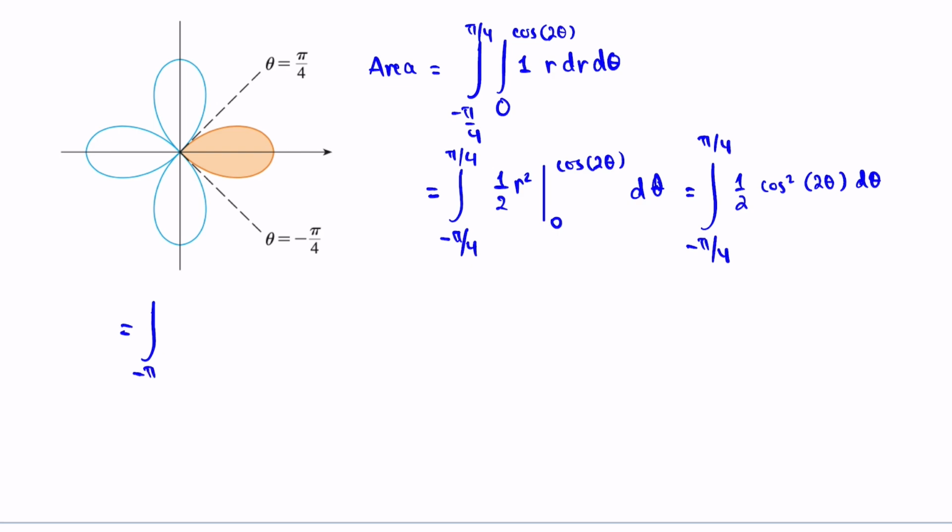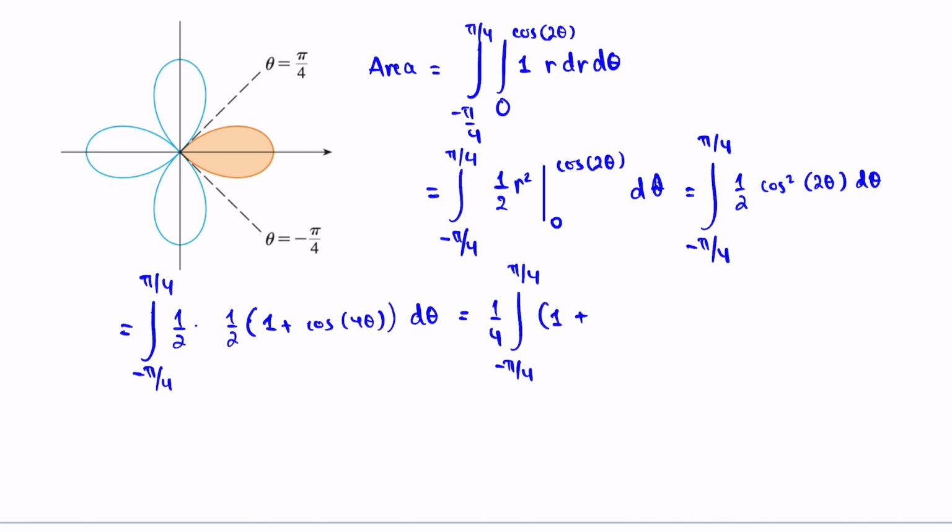The integral from negative pi over 4 to pi over 4 of 1/2 times 1/2 times 1 plus cosine of 4 theta. What I did is rewrite cosine squared of 2 theta as 1 plus cosine of 4 theta altogether divided by 2, and you take out the 1/2 here. This formula is called the double angle formula, one of the trigonometric identities. Here I have 1/2 times 1/2 becomes 1/4, and I can bring that out of the integral. Again, 1/4 times the integral from negative pi over 4 to pi over 4, and I'm left with the integrand of 1 plus cosine of 4 theta d theta.